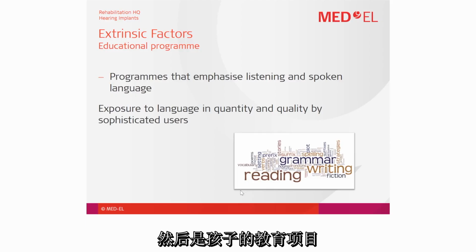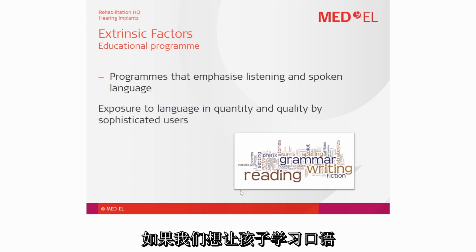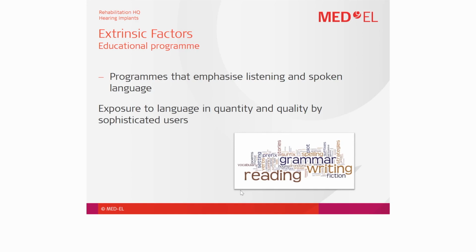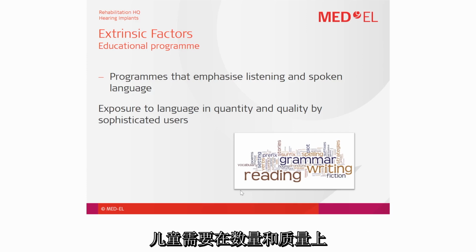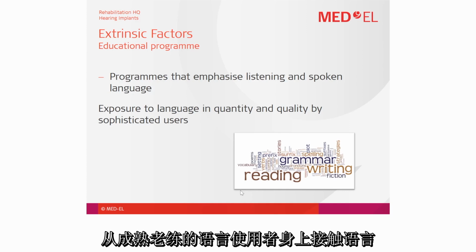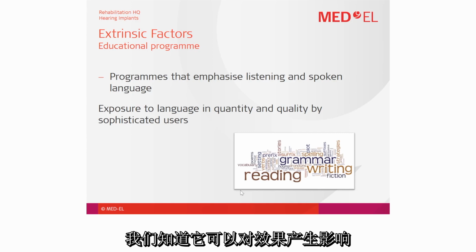Then the educational program that the child is in. If we want a child to learn spoken language, then we know that the best way to do that is through a program that emphasises listening and spoken language. Children need exposure to language in quantity and quality by sophisticated users of the language. So the type of educational program the child's involved with, we know can make a difference to their outcome.